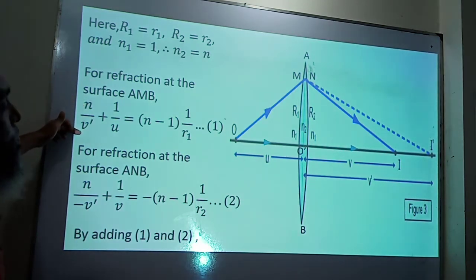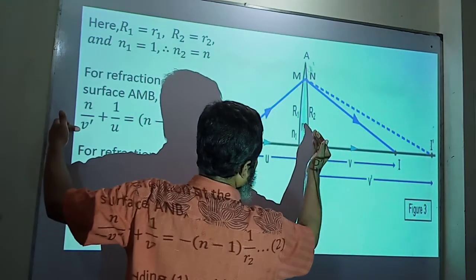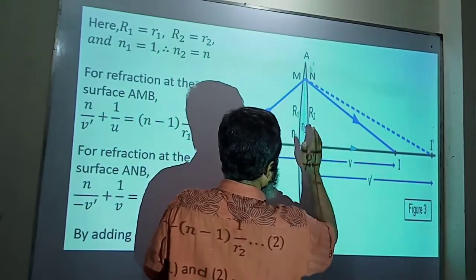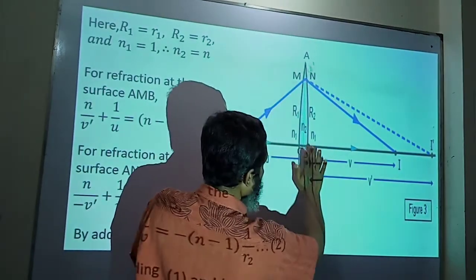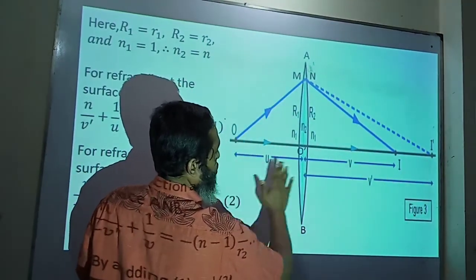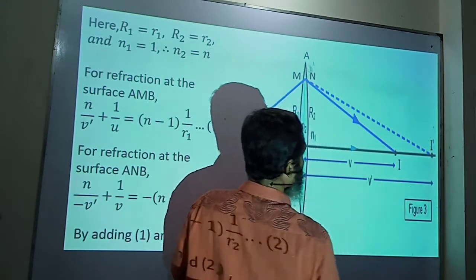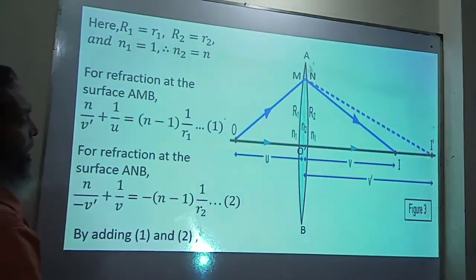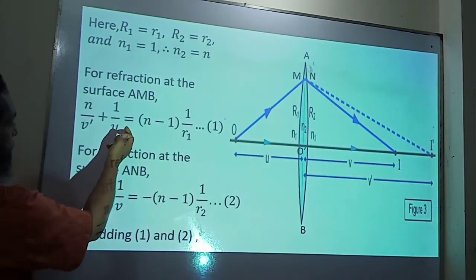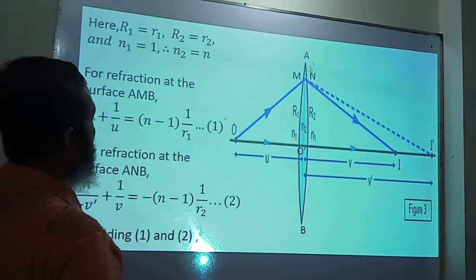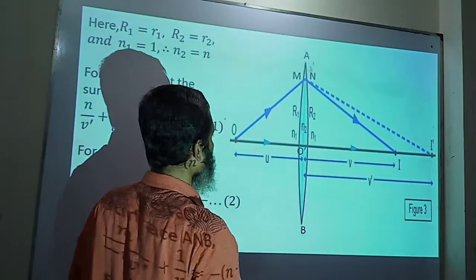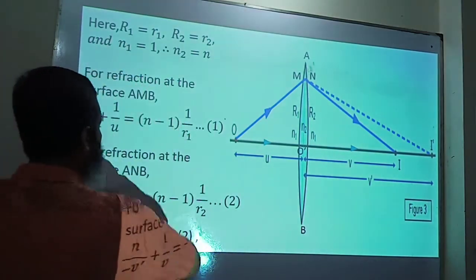When refraction occurs at this surface, there is no air. The total area is covered by the material of the lens, so this image is formed in the material of the lens. So here the refractive index of the material of the lens is n. So n by V prime plus 1 upon U is equal to n minus 1 into 1 upon R1. It was 1 upon R, but here the radius of curvature is R1, so it is 1 upon R1. That is equation number 1.